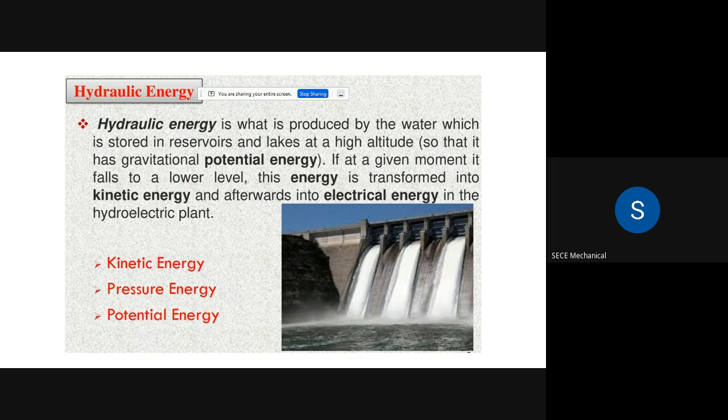For example, if we are taking power, the water is stored at a very high altitude level, as you know. Because it is at high altitude, it has gravitational force. The principle behind this is P is equal to rho g h. So P is equal to rho into g into h, right? The pressure is directly proportional to height, right?